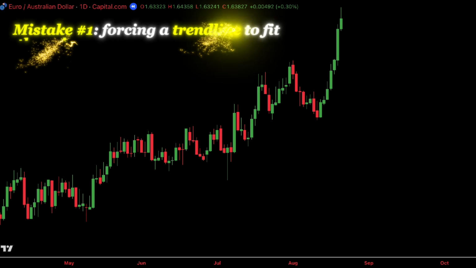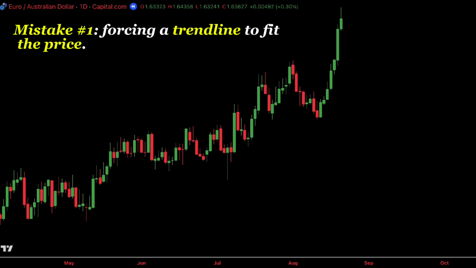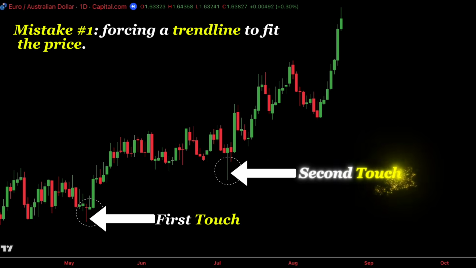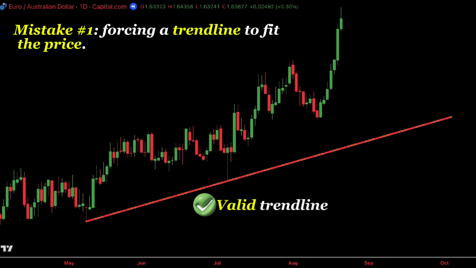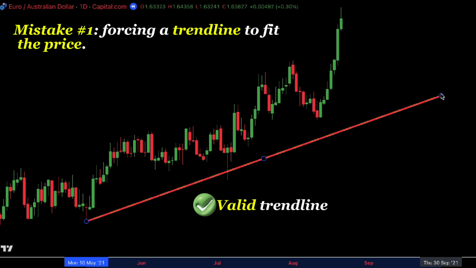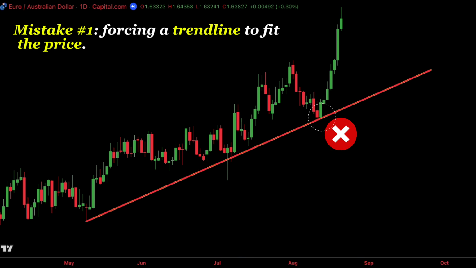One of the biggest mistakes beginners make is forcing a trend line to fit the price. As you can see here, we have a clear uptrend. This is the first touch, and this is the second touch. By connecting these two swing lows, we get a valid trend line. The mistake many traders make is trying to force the trend line to connect the third touch. As you can see, doing so changes the angle of the trend line and causes it to ignore the previous swing lows that the market clearly respected.